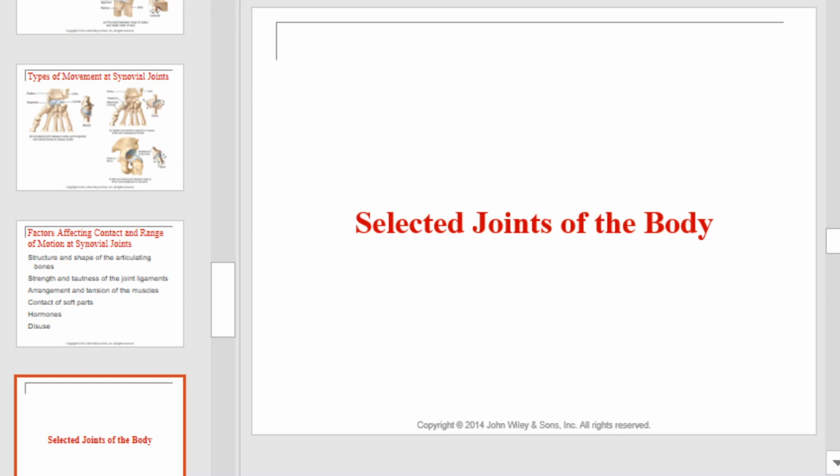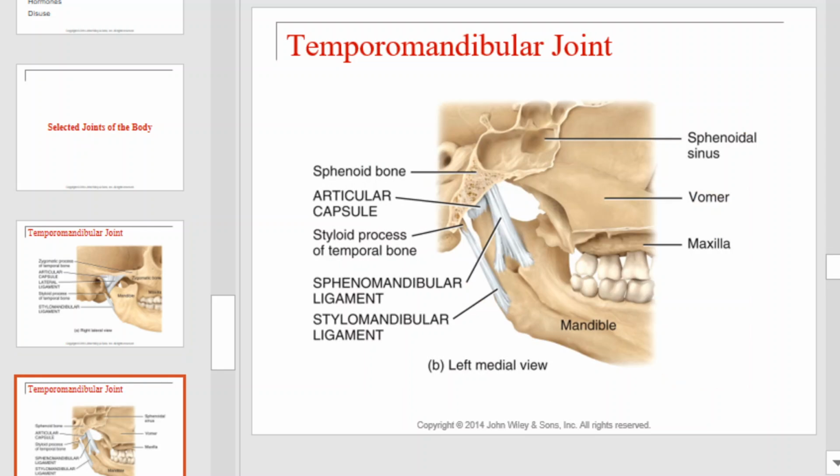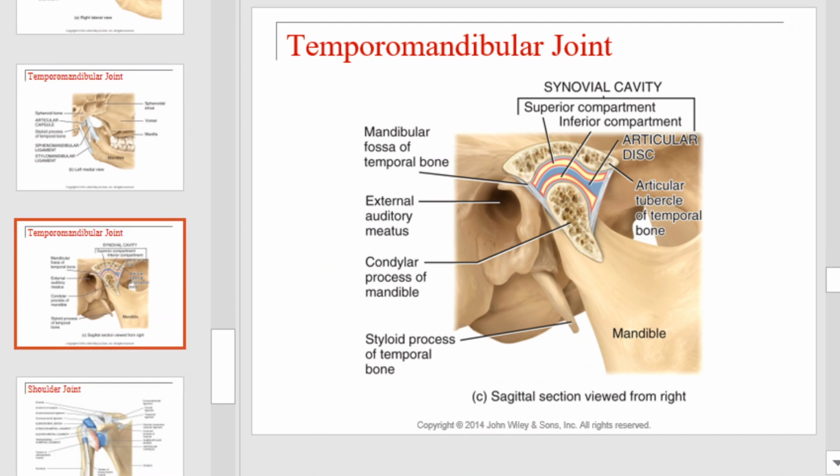Next, we'll examine some selected joints of the body. This is the temporomandibular joint. As we go through each of these, it's important that you pause briefly to familiarize yourself with each labeled structure in these diagrams. Here's another view of the temporomandibular joint. And one final view of the temporomandibular joint and its synovial cavity.